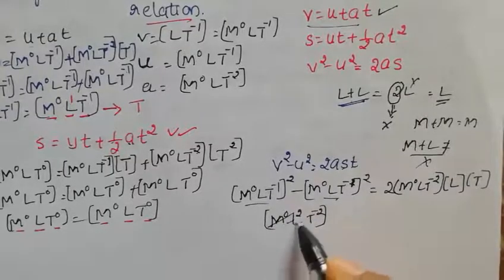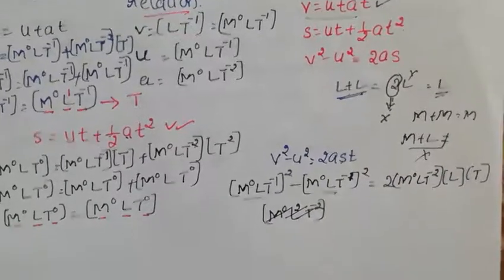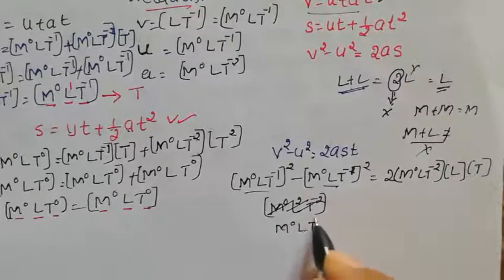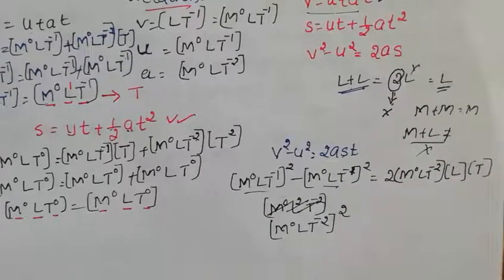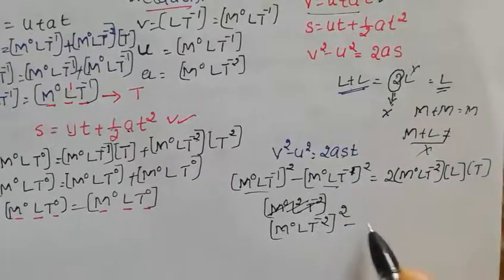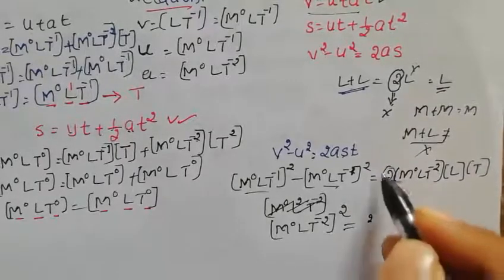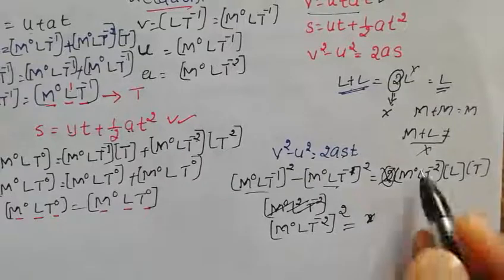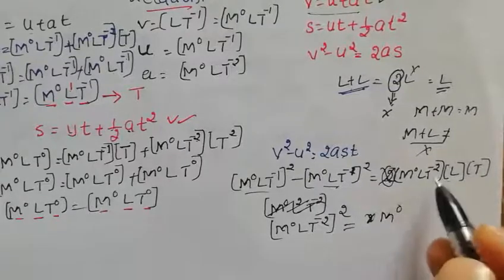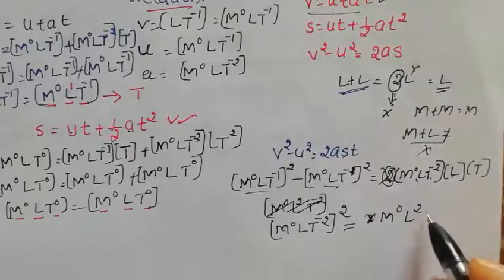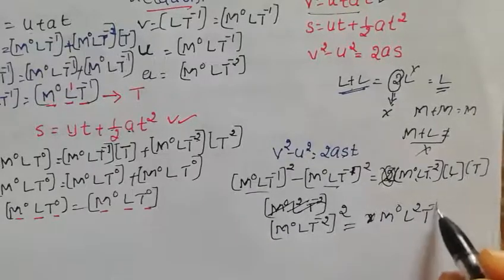Or else do one thing, let me clear you more. Since I can write now M to the power of 0, L to the power of 1 and T to the power of minus 1 whole square. Same thing, minus 2 times of. So 2 is not considered now, so this will be neglected. It is M to the power of 0, L here, 1 time L is there, it will become L square. And T here minus 2, and here 1 is there, minus 1.